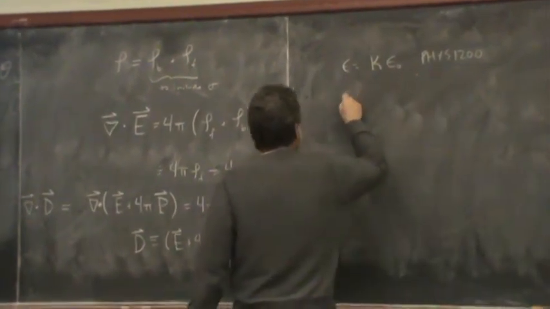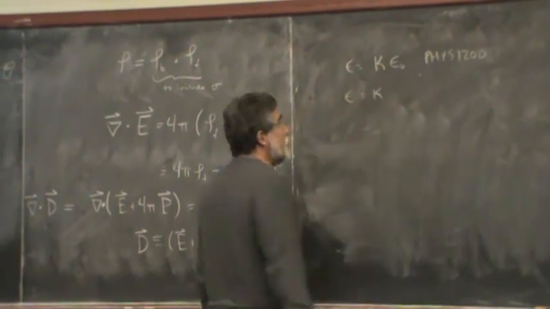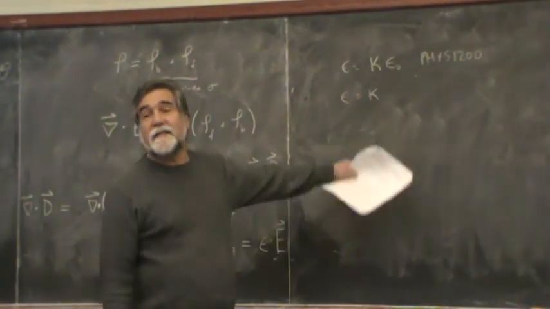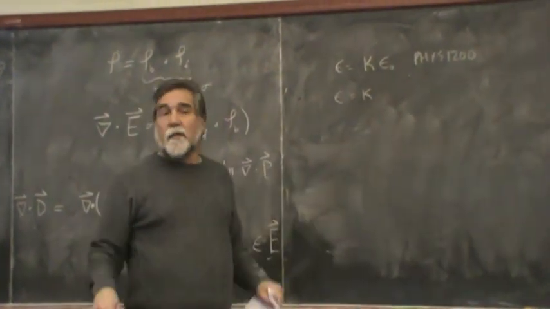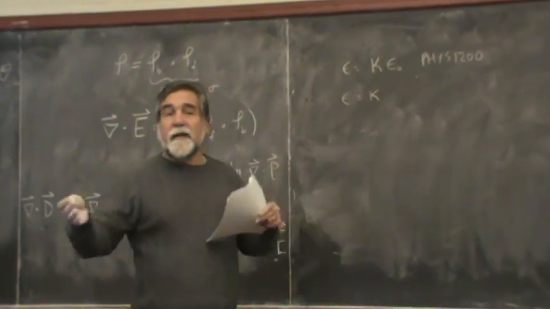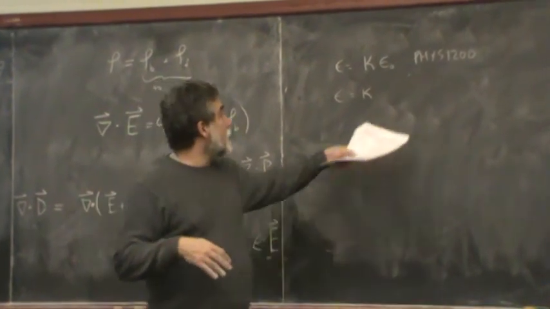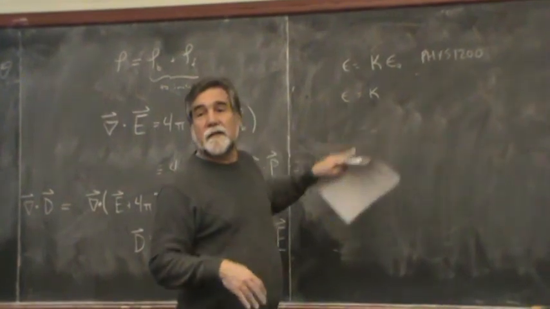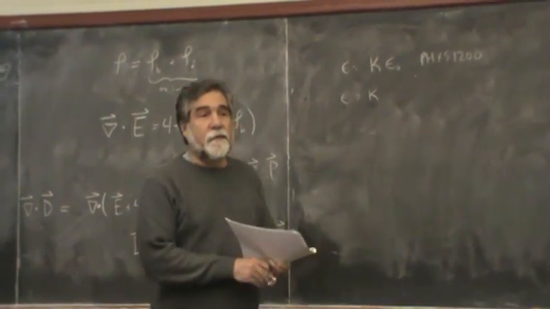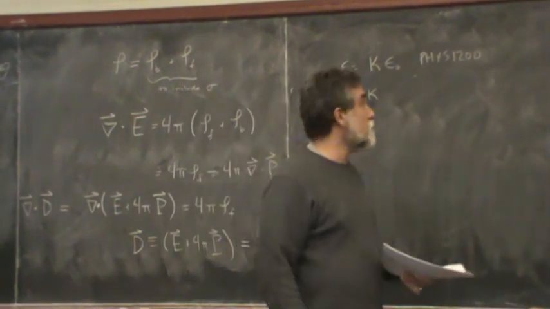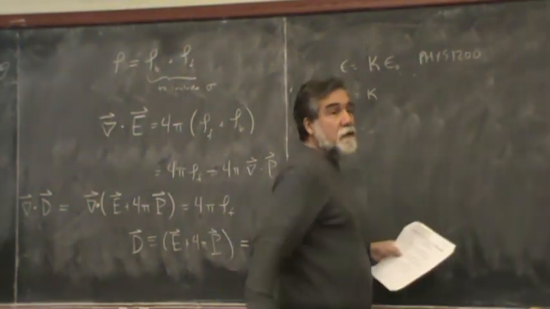Our epsilon here, because epsilon naught is 1, is the same as the kappa. So when you are comparing equations in the two systems and you find kappa, that's what epsilon is for us. And most of the textbooks write it as kappa, epsilon naught.